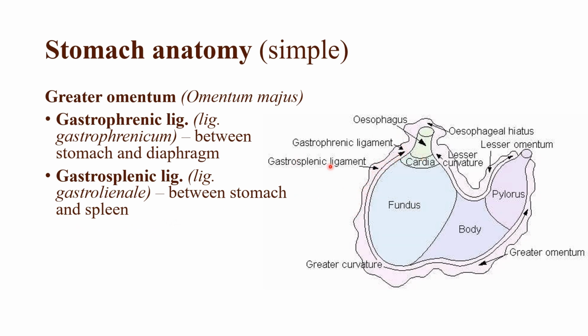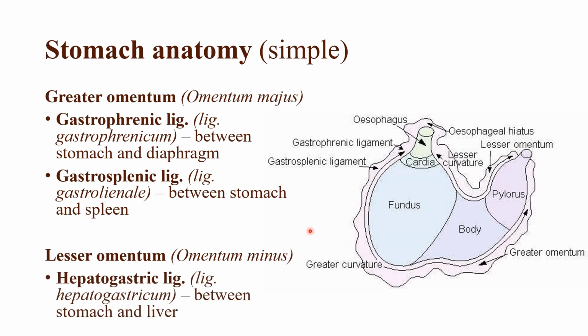below the gastrophrenic one. And then in the lesser omentum, we have one ligament, which is the hepatogastric ligament. So basically just the ligament between the stomach and the liver. And because the stomach is caudal to the liver, it attaches right here. This is where that ligament is. So closer to the pyloric part of the stomach.